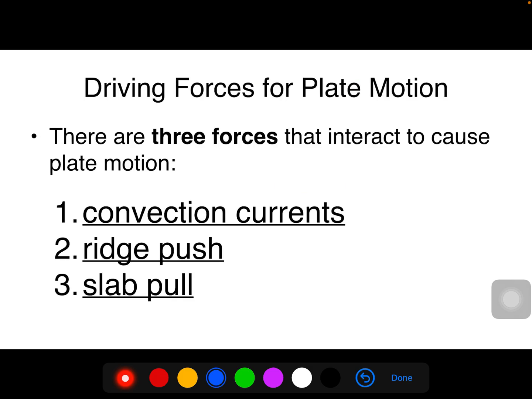So as we think about this idea of convection, this is going to be our main vocab word today, but we're also thinking about these other two, something called ridge push and slab pull. And while you didn't encounter those in your reading yet, you were hearing the description of them, just hadn't seen the name yet. So we're going to start getting into what those forces are.